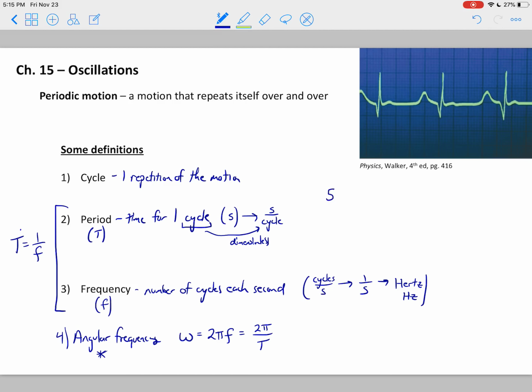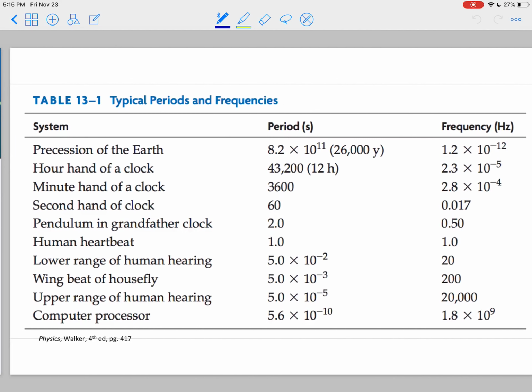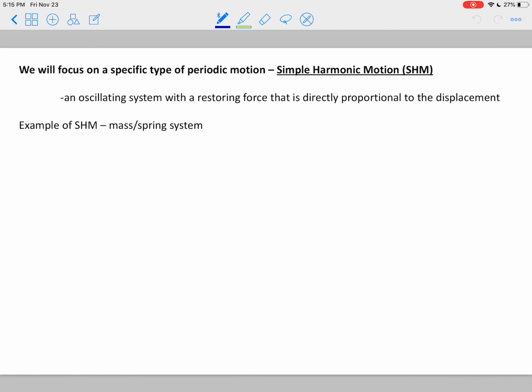And then a number 5 is the amplitude. The amplitude, which we have A for. And you can think of this as just the maximum displacement from equilibrium. The maximum displacement from equilibrium. So these are some basic definitions that are going to apply to all types of periodic motion. Here are just some examples. You can look through that to get some ideas of different periods and frequencies, but nothing to really talk about there. We're going to focus on one specific type of periodic motion, which is known as simple harmonic motion.